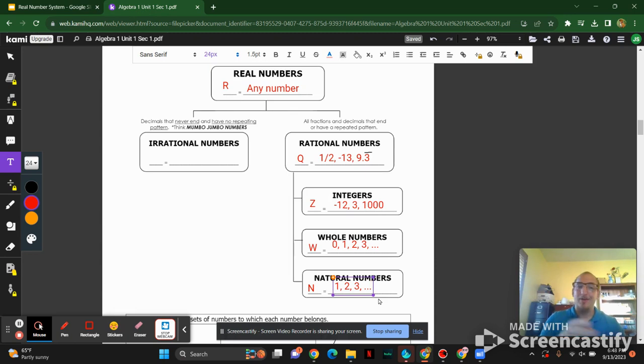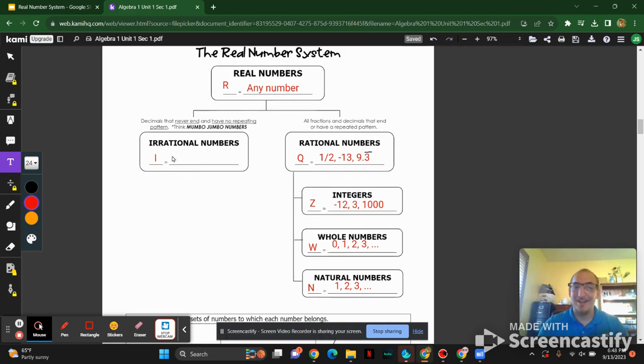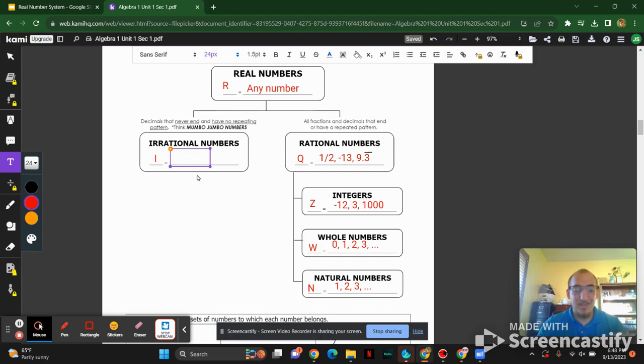Now, let's move back over to irrational numbers. These irrational numbers go by the letter I. I know that looks like an L, but that's a capital I. I can't change the font. These come in the form of square roots, things that you can't simplify.